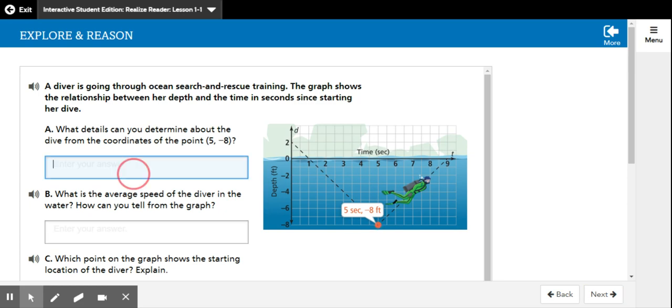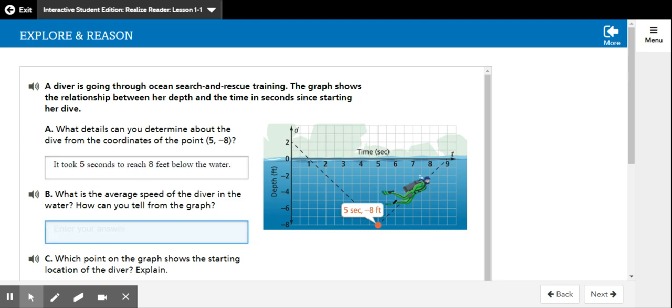So the details I can tell are it took 5 seconds to reach 8 feet below the water. Again, as you're doing this, you can follow along with the book and type in your own answer.